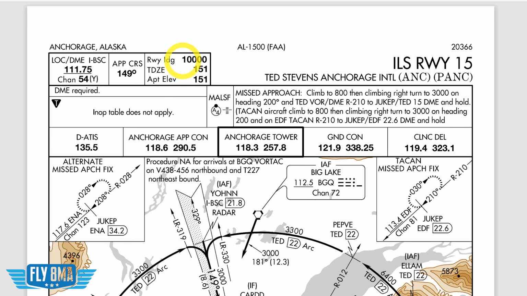The runway landing distance available is going to be 10,000 feet. The touchdown zone elevation, 151 feet MSL, and the airport elevation, 151 MSL.